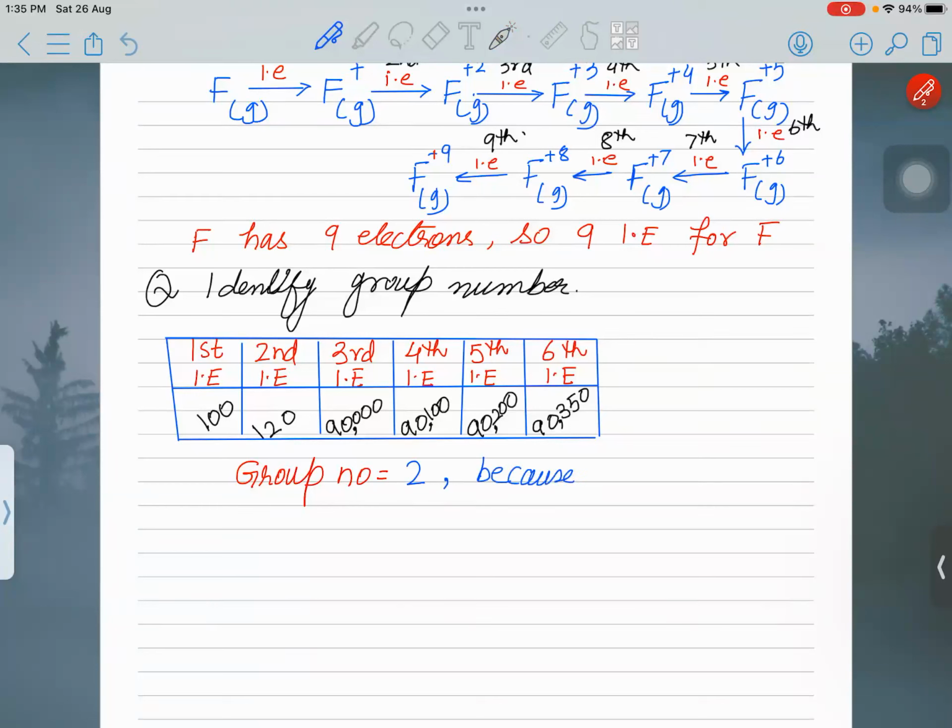Because big jump is after second ionization energy.